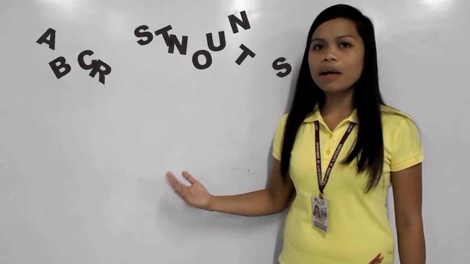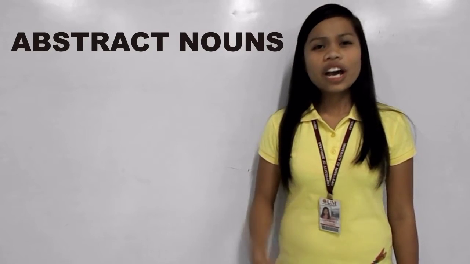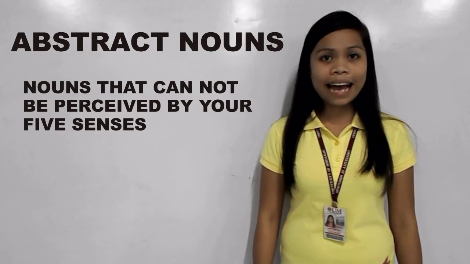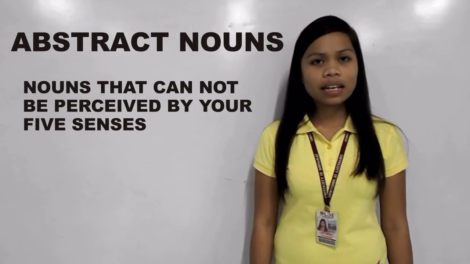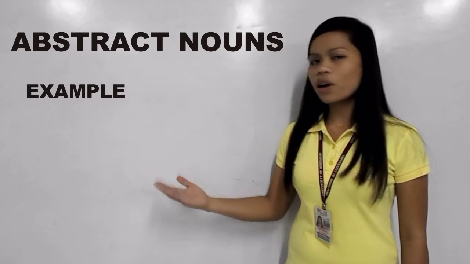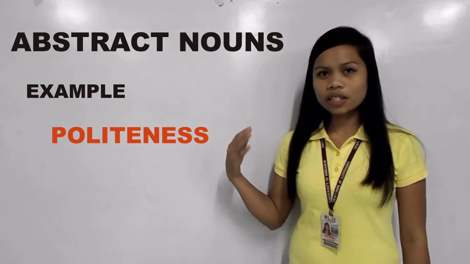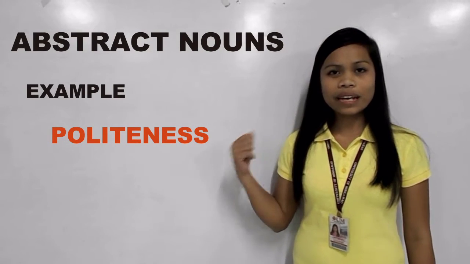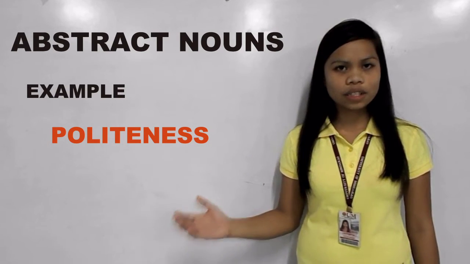Next, we have abstract nouns. It is the opposite of concrete nouns. If you cannot experience an item with any of your 5 senses, then it is considered an abstract noun. For example, the word politeness. You cannot see politeness, you cannot hear it, smell it, or touch the quality itself.